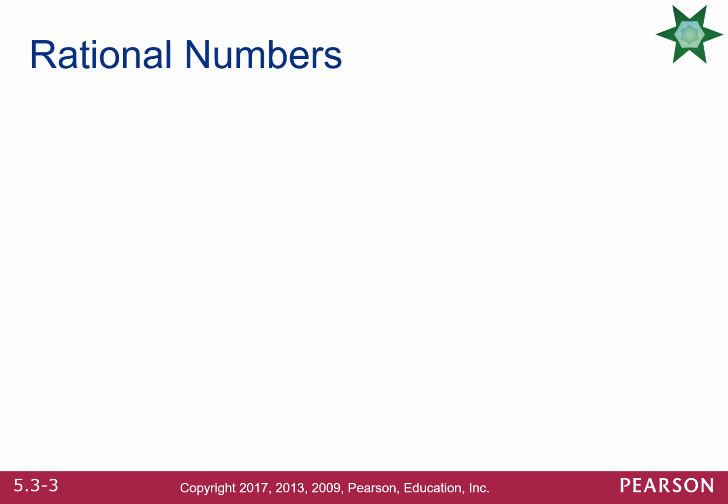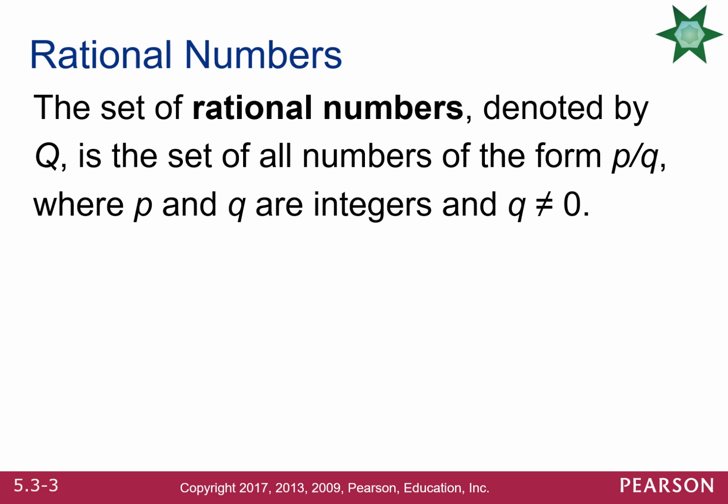Now let's first look into a definition of rational numbers. The set of rational numbers, denoted by the uppercase Q, is the set of all numbers of the form P divided by Q, where P and Q are integers and Q, which is in the denominator, is not 0. Q can be a 1. However, it cannot be a 0 because division by 0 is undefined, right? So that is the definition of rational numbers.